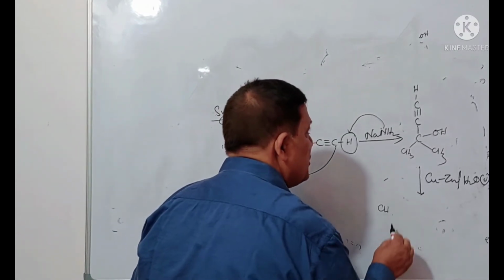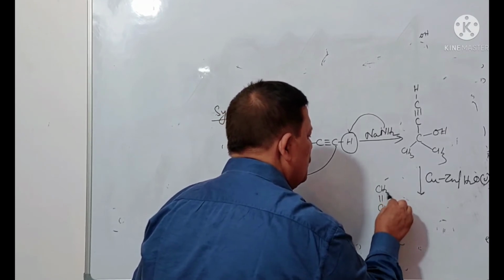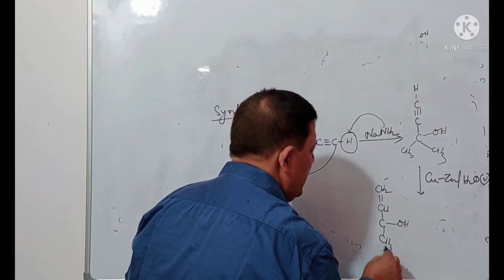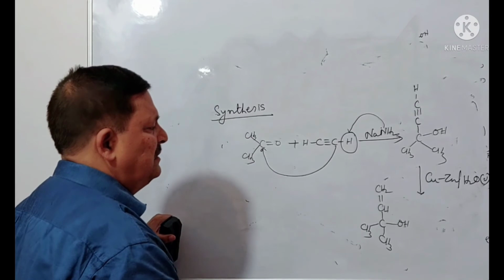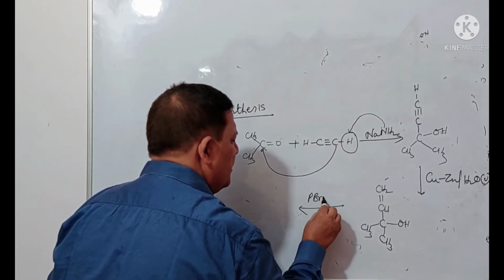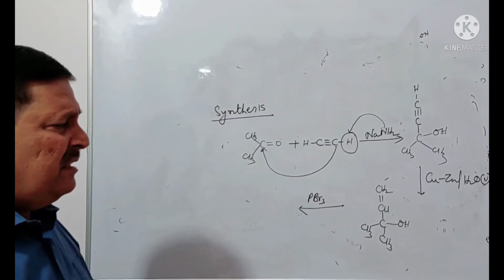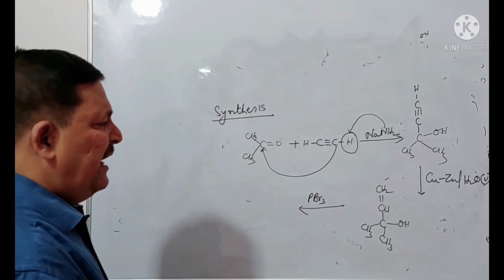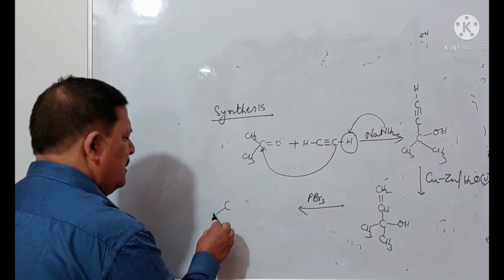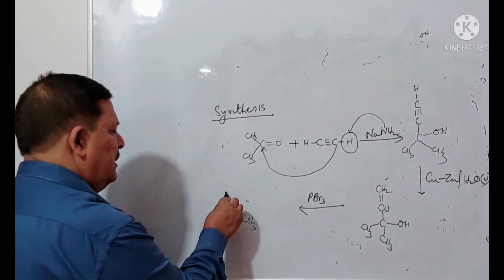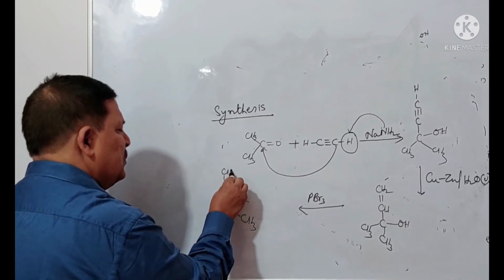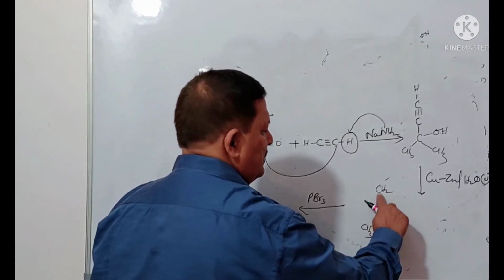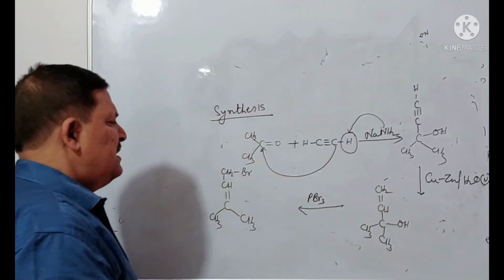We have then CH double bond CH2, this is COH, this is CH3, this is CH3, and then this is allowed to react with PBr3. Allylic bromination takes place. And then we have CH3, double bond CH, and this is CH2Br. The OH is replaced, rearrangement takes place, and bromine is added here. This is called allylic bromination.